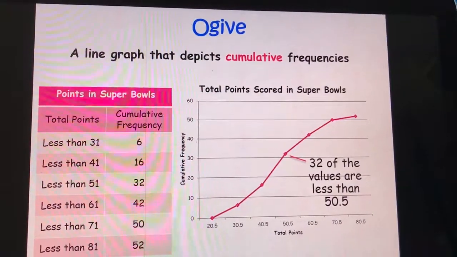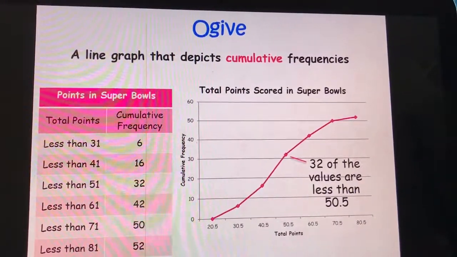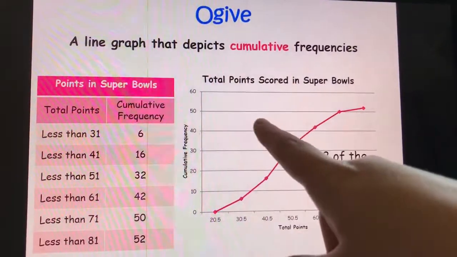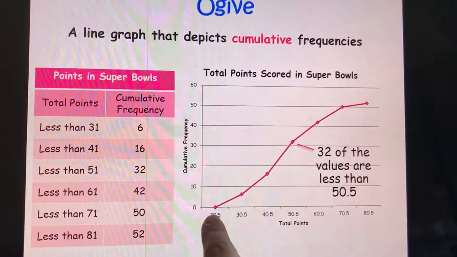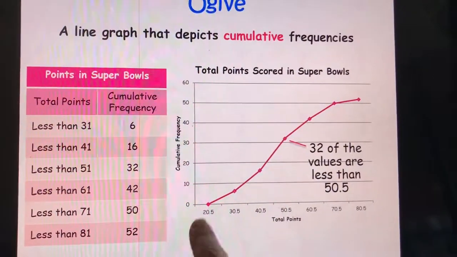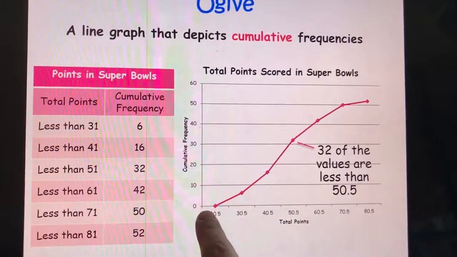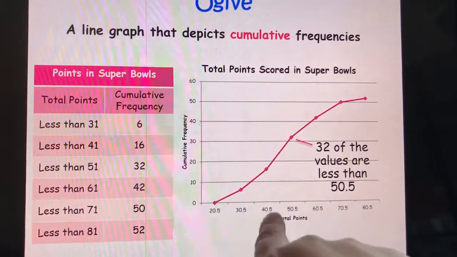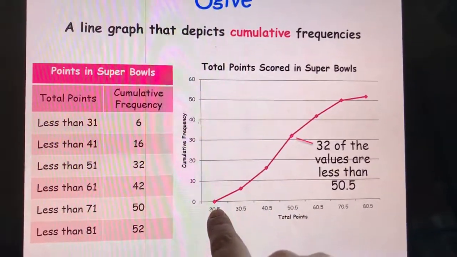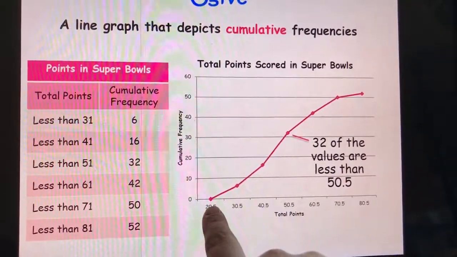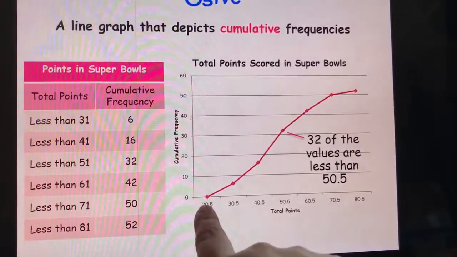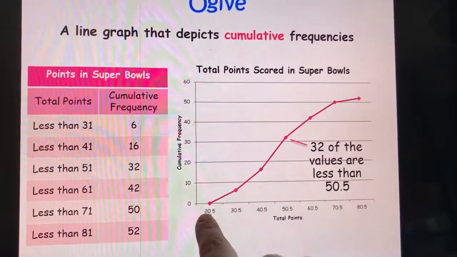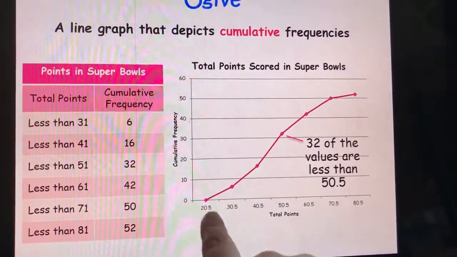And it depends on who you ask, this is pronounced ogive or ogive. This is a line graph that depicts your cumulative frequencies. It uses the class boundaries, which I said I don't use very much. The class boundaries were 20.5, 30.5, 40.5, and so forth. So you use the class boundary 20.5, and we don't have any numbers below. They start at 21, so there are no numbers below it, so that's 0.